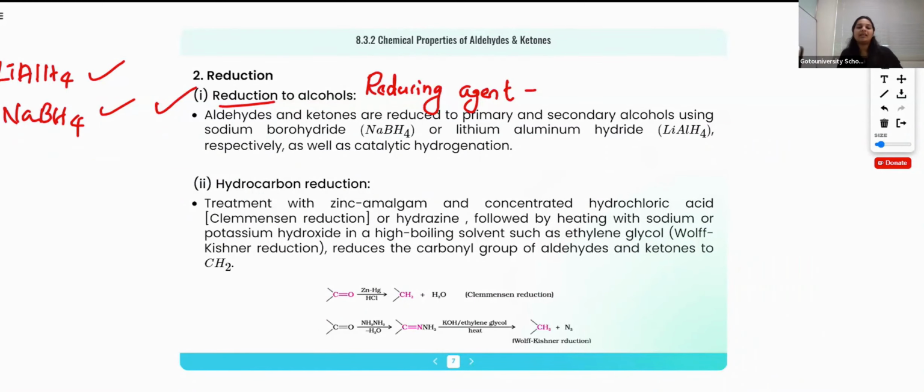Aldehydes and ketones. See, the opposite. I told you, primary alcohols on oxidation produce aldehydes, secondary produce ketones. The same is happening here. Aldehydes on reduction produce primary alcohol, ketones on reduction produce secondary alcohol. Same thing, opposite. Because oxidation and reduction both are opposite, right? Primary alcohol produces aldehydes, so aldehydes on reduction produce primary alcohol. Secondary alcohols produce ketones, so ketones on reduction produce secondary alcohol. The thing is, instead of an oxidizing agent, we have to use some reducing agent.